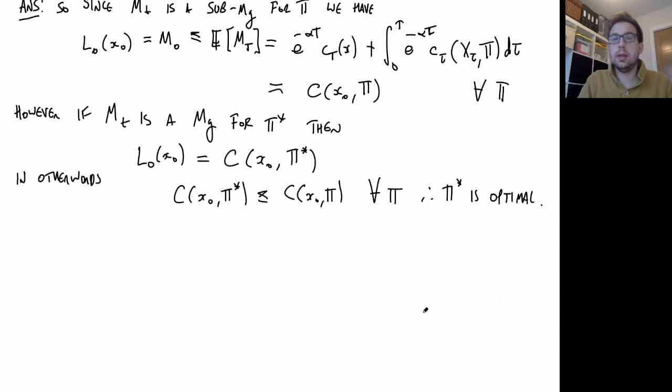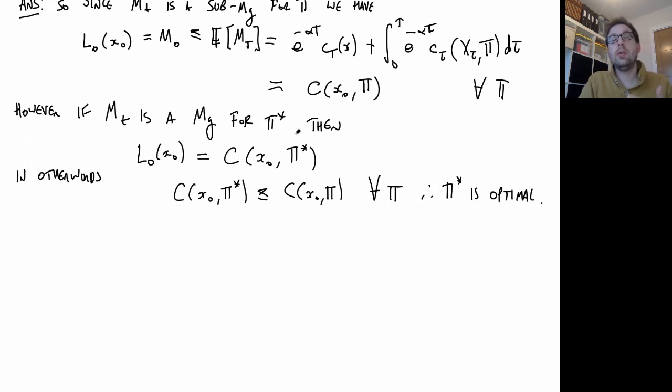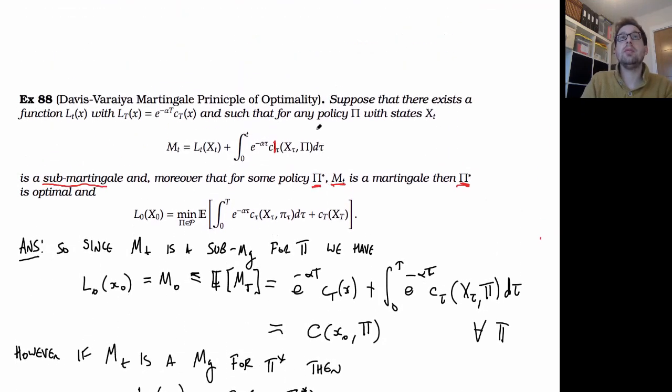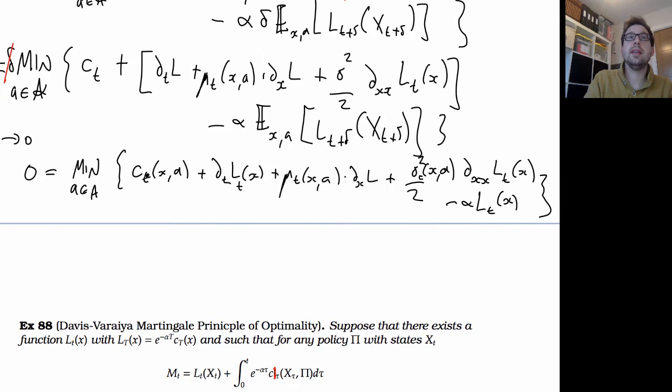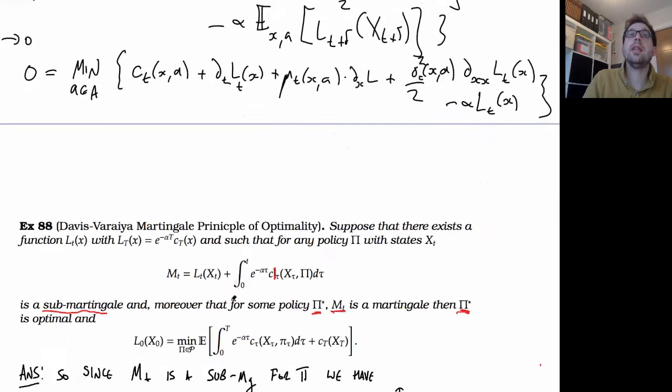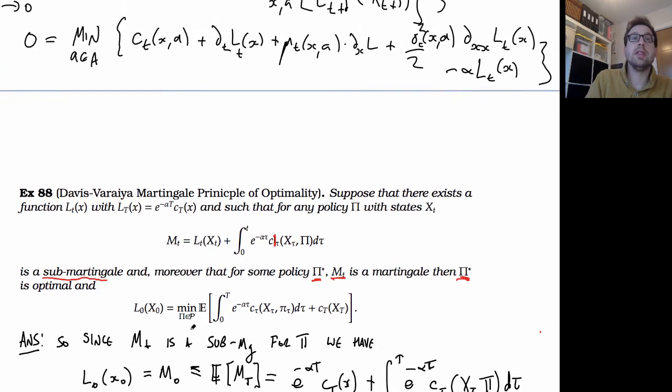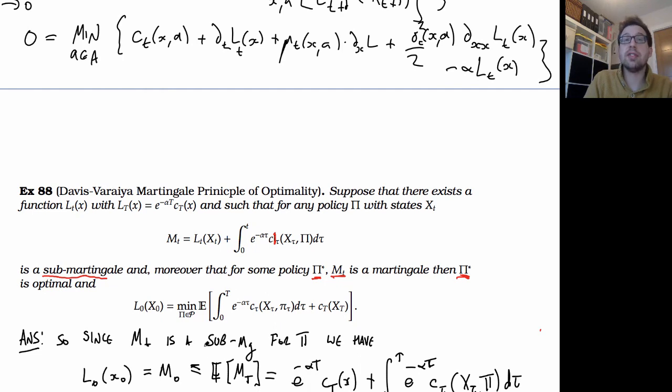Okay, so that then gives us a way of checking whether a policy is optimal or not. Wrapped up in this statement, we'll notice this sub-martingale condition is essentially corresponding to whether that drift term in the minimization is positive or not. If this term is positive, then the drift of this M of t term is going to be going up, so we're going to have a sub-martingale.